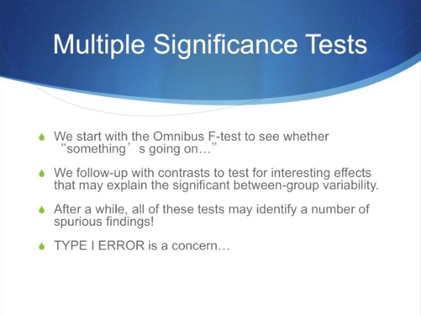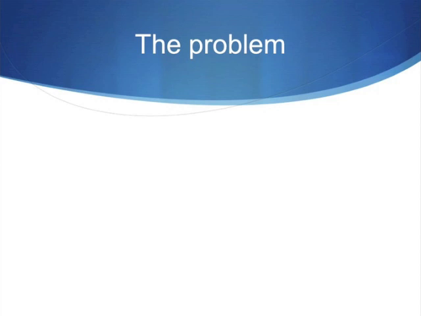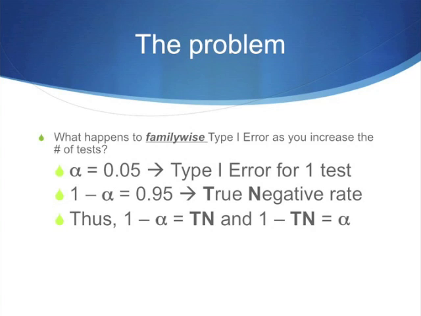So here is our concern. We might have a type 1 error. There is at least one error that we made. So what exactly happened? What is our problem when we say we might have a type 1 error? What's happened is called the family-wise type 1 error.